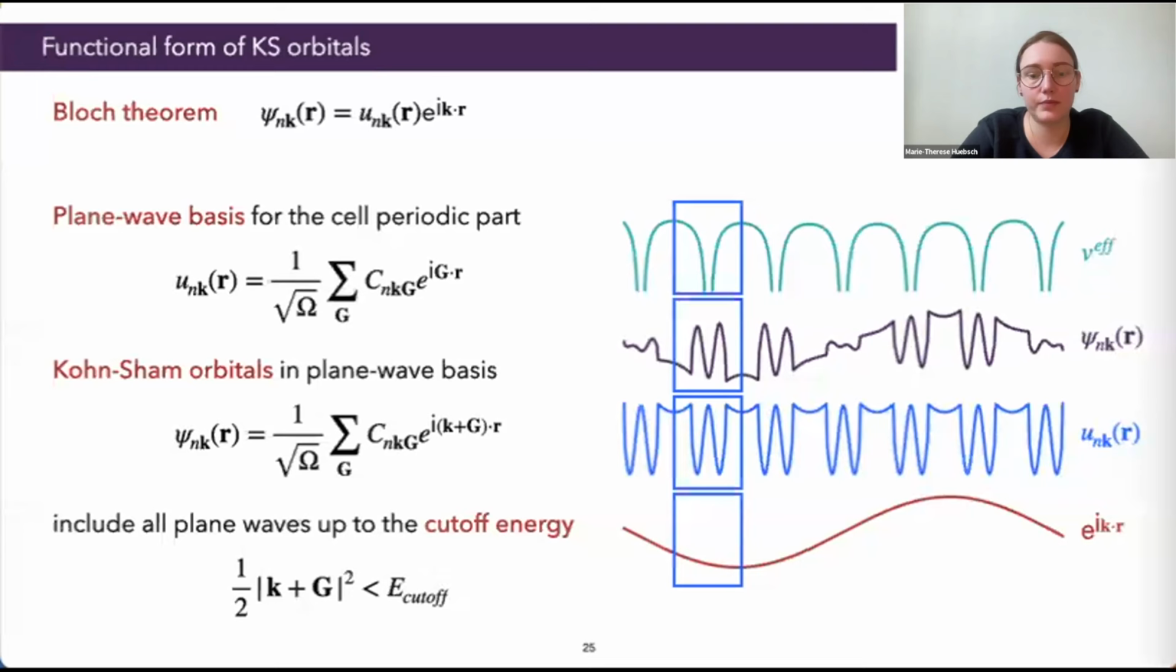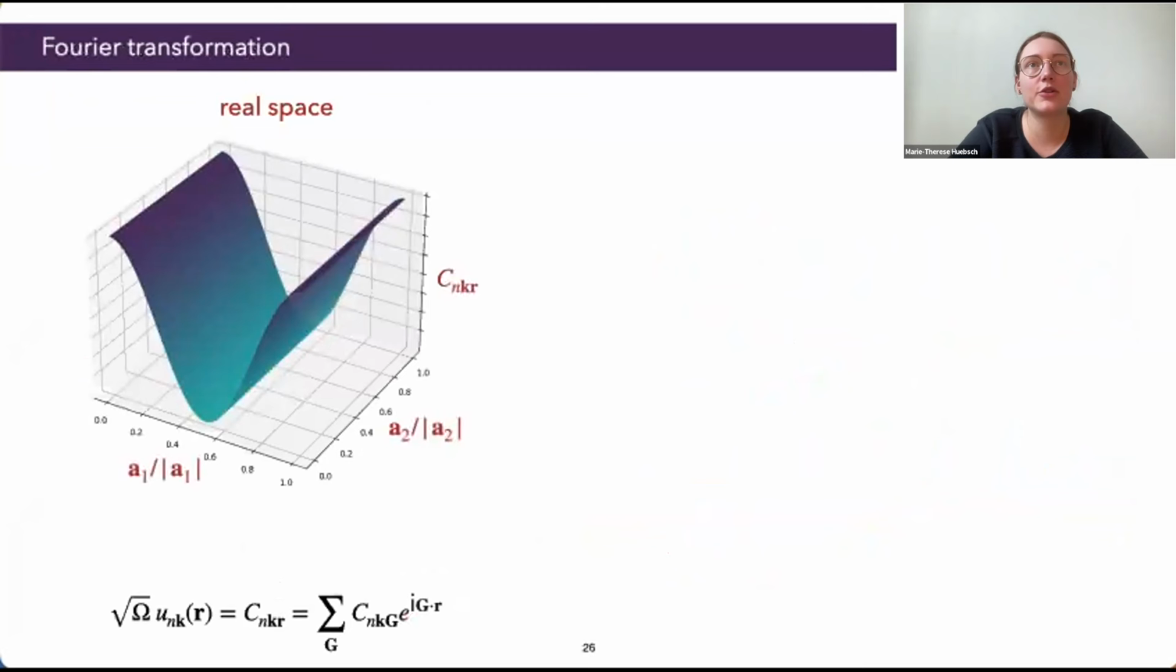Let's do an example for a simple square unit cell in two dimensions. The figure shows a cell periodic function u in real space multiplied by the square root of the cell volume. So let us call this function c_nk(r). So the emphasis is on r here. c_nk(r) is computed on some real space grid.